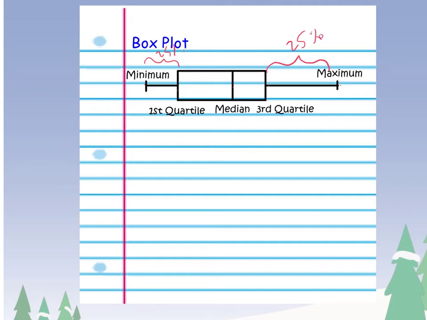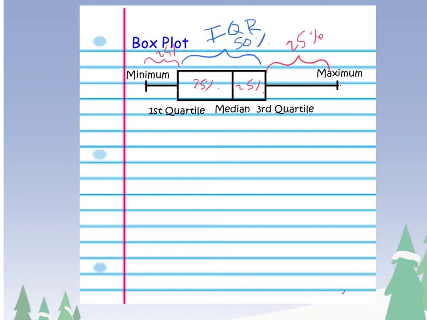Even though the whisker looks longer, it still has the same amount of data, they're just further spread out on the number line. Each of these little parts is 25%, and the middle box here represents the interquartile range from Q3 down to Q1, and that is the middle 50% of my data.